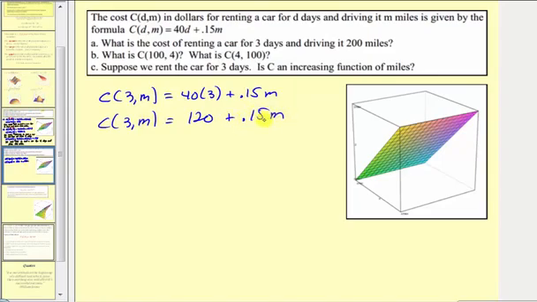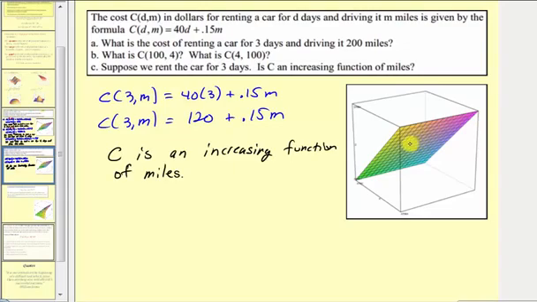And notice how as m increases, the total cost increases, so the answer is yes, C is an increasing function of miles. Notice how if we had a minus sign here instead of a plus sign, C would be a decreasing function of m. And I also provided the graph of C of d comma m here on the right. This would be a plane in space. Let's look at one more example.